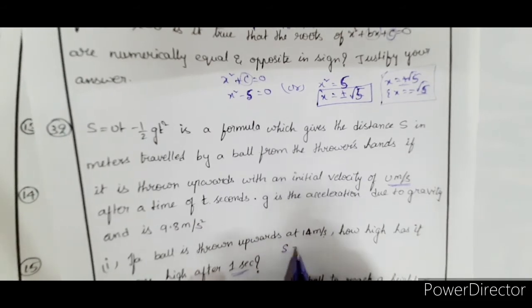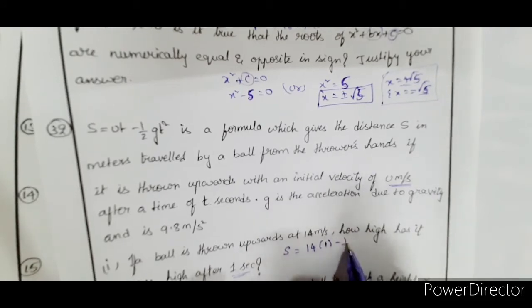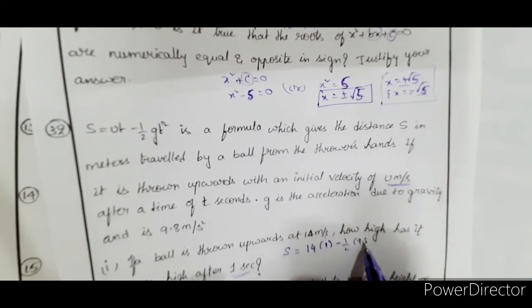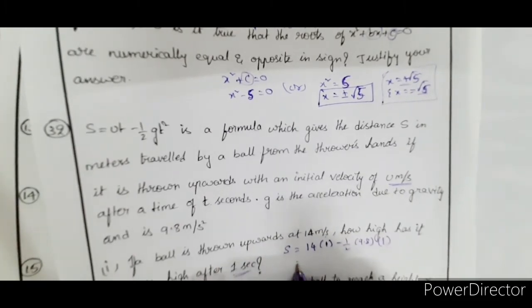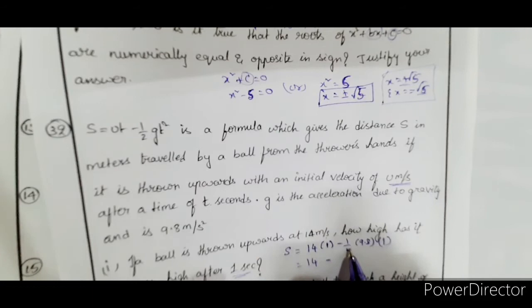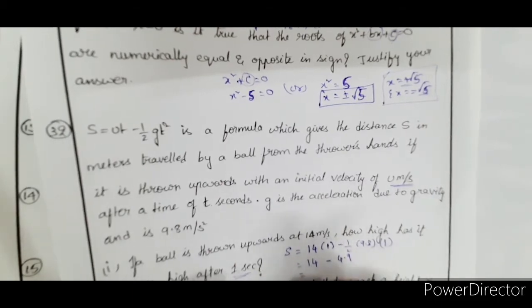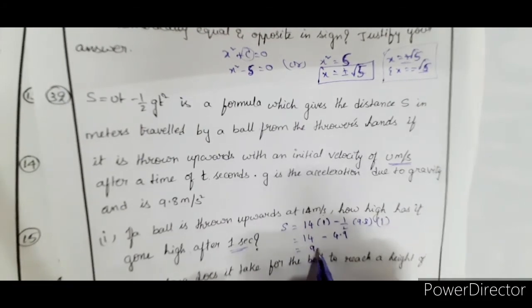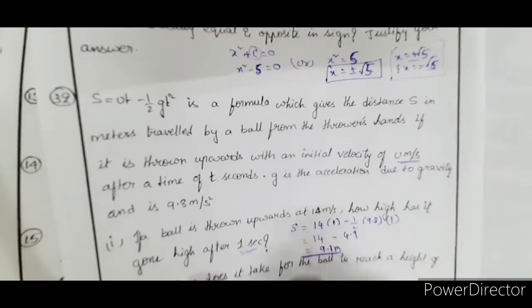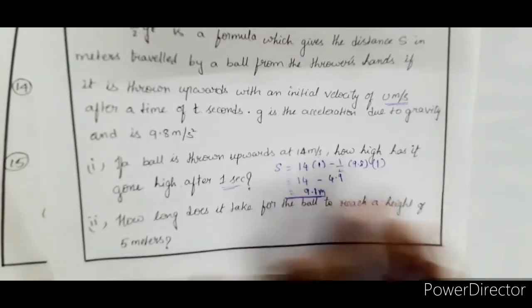So now s is equal to u is 14, t is 1, minus half, g is 9.8, t² is again 1. This is what we need to substitute. So that is equal to 14 minus 2 into 9.8, which is 4.9. So 14 minus 4.9 is 9.1 meters. So within 1 second it travels a distance of 9.1 meters. Clear?